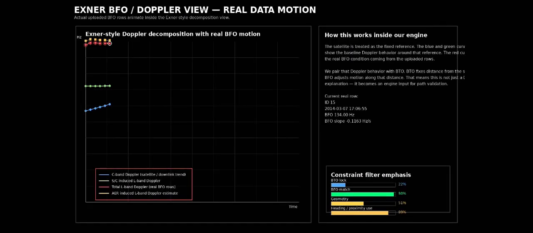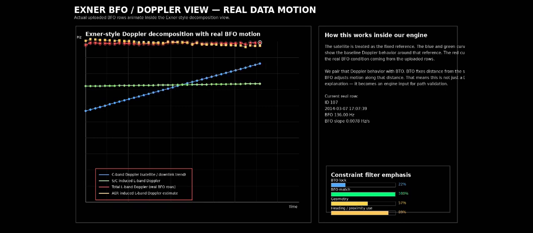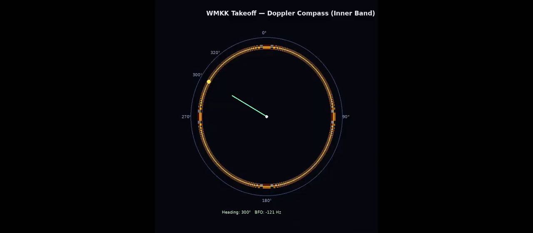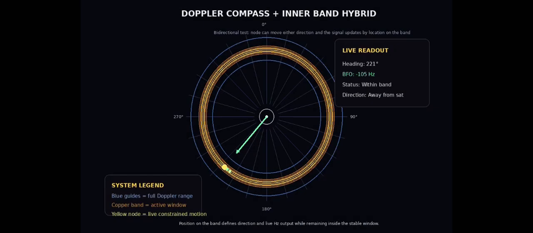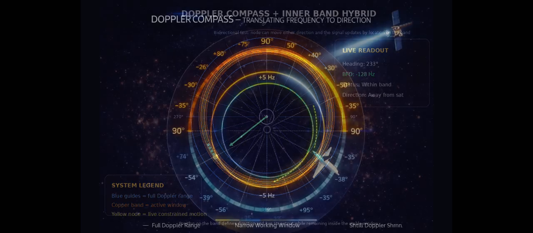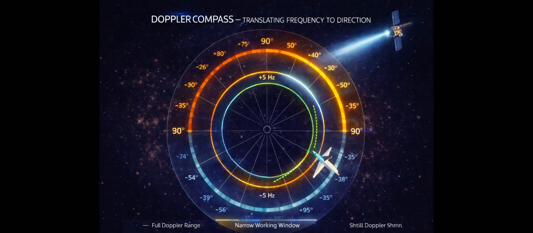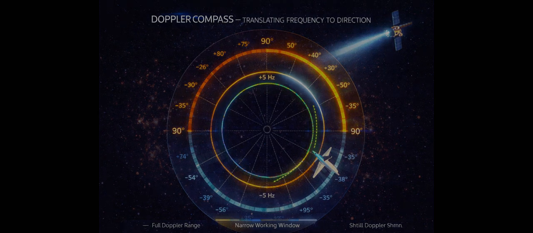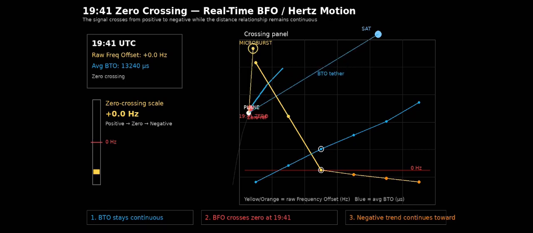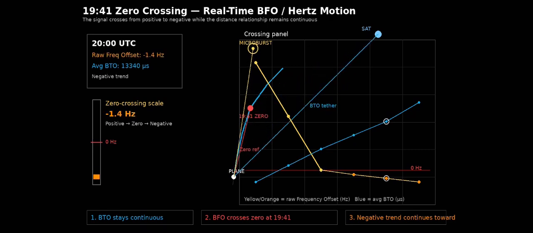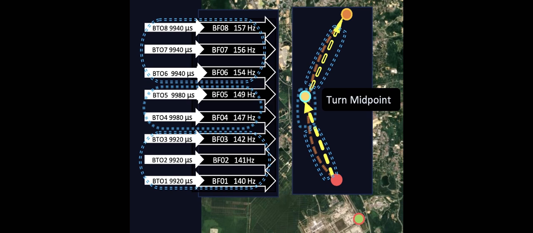What you're seeing here is the full Doppler shift, which can span large values, positive or negative, depending on how the aircraft is moving relative to the satellite. But the system we're using doesn't rely on the full range of that signal. Instead, it applies a controlled window, a set of internal guardrails that focuses only on the portion of the Doppler shift that produces stable, continuous motion. So even though the raw signal might show large frequency changes, the directional system operates within a much smaller band.